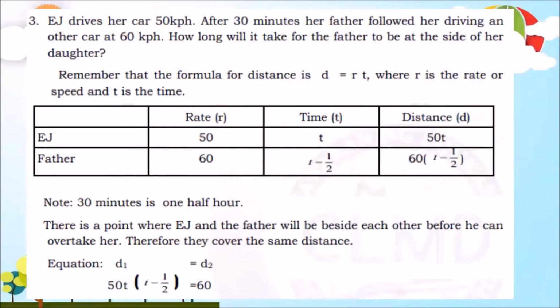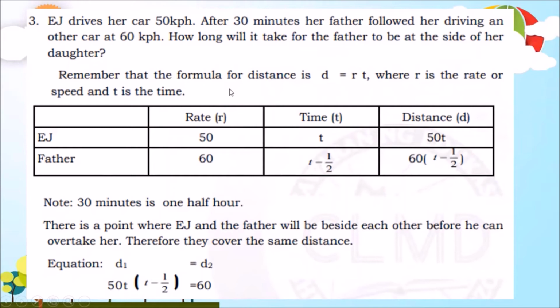Problem number 3. So AJ drives her car 50 km per hour. After 30 minutes, her father followed her, driving another car of 60 km per hour. So how long will it take for the father to be at the side of her daughter?